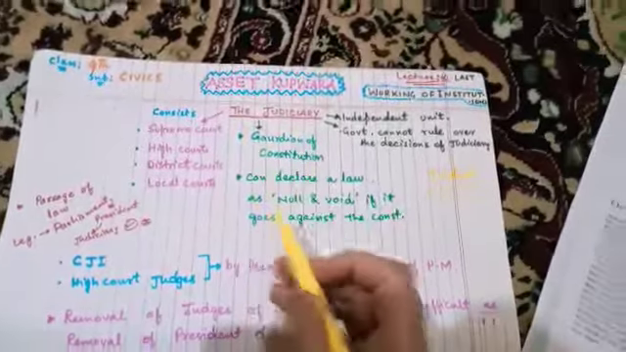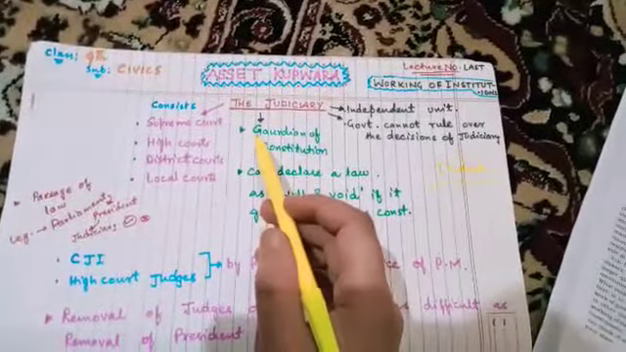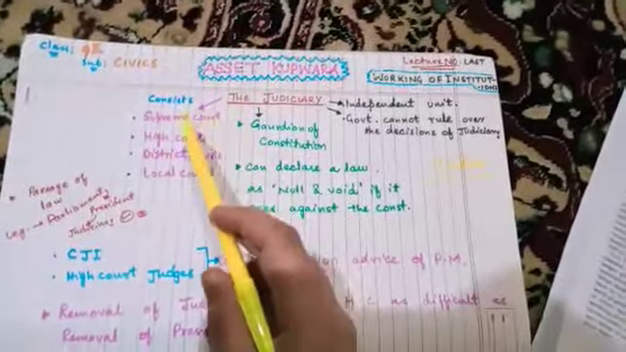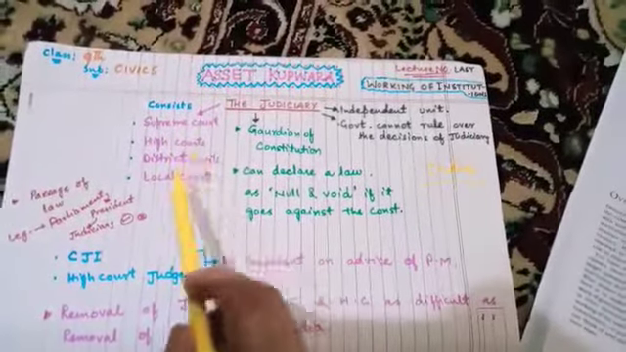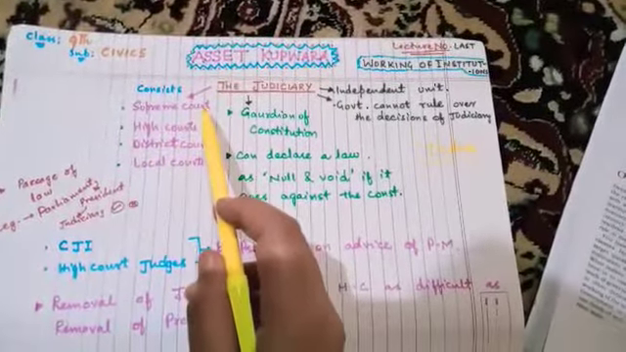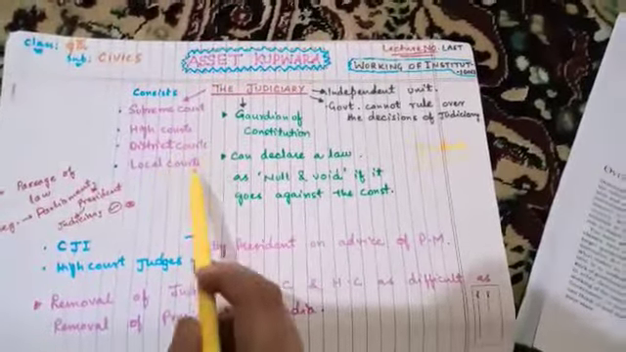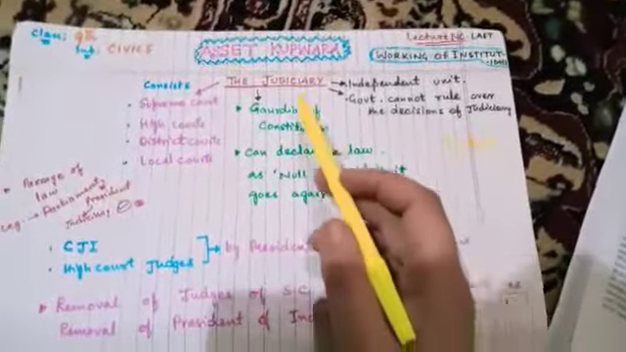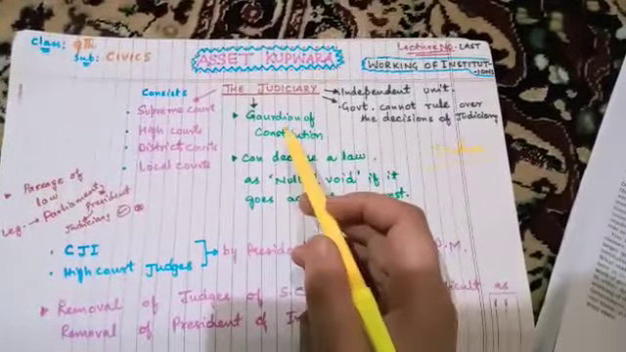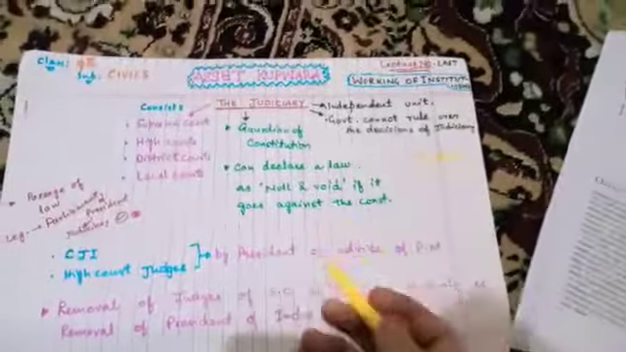It is the justice system, the judiciary, and it consists of Supreme Court on the national level, High Courts on the state level, District Courts on the district level, and local courts on the local level. Now, what actually does judiciary mean? Judiciary is the guardian of the constitution.